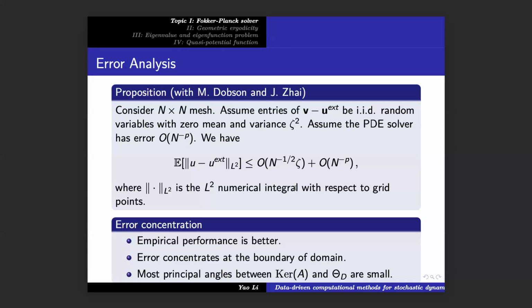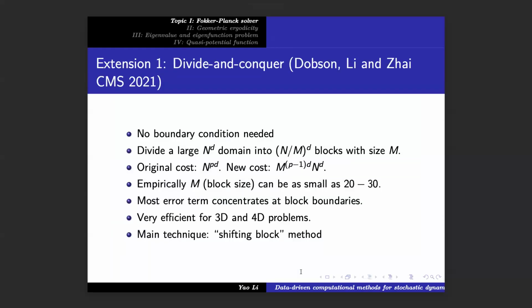So this can be done by measuring the principal angles between those two subspaces, but that's not something that can be easily calculated by hand. You can numerically calculate the principal angles. You can justify these things, but it's difficult to calculate by hand. Okay, so then starting from here, we can do lots of extensions.